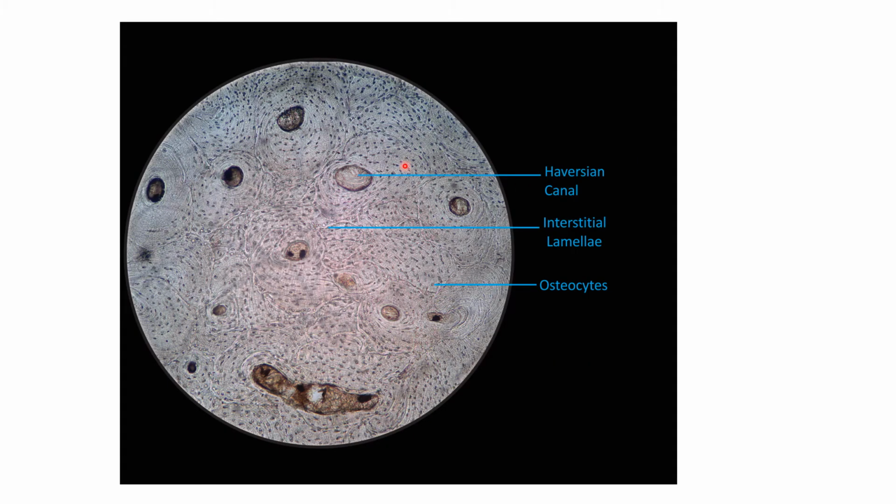Then next, here you can see the picture as it appears through the microscope. Here you can find the dark dots, which are the Haversian canals. Surrounding them, you can observe the black dots, which are the osteocytes. And in between the osteons, you can see the interstitial lamellae and osteocytes. You can find out how it appears in the microscope.